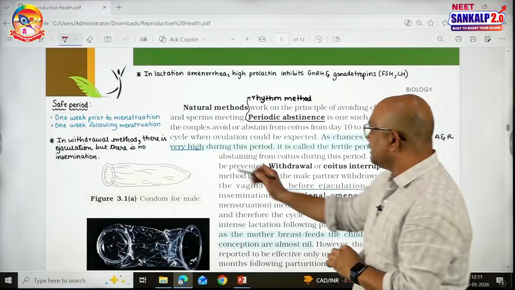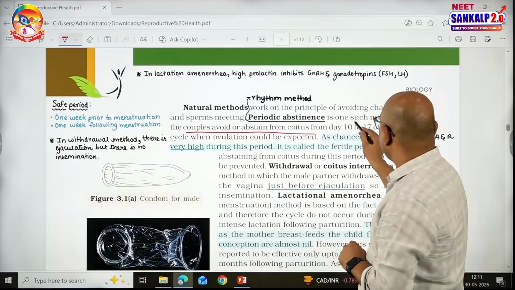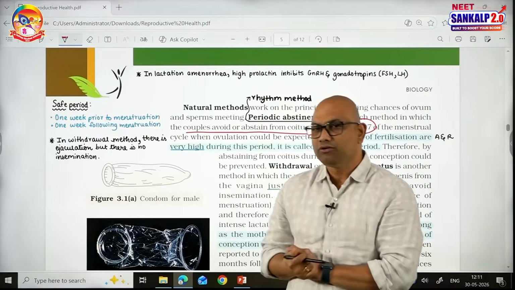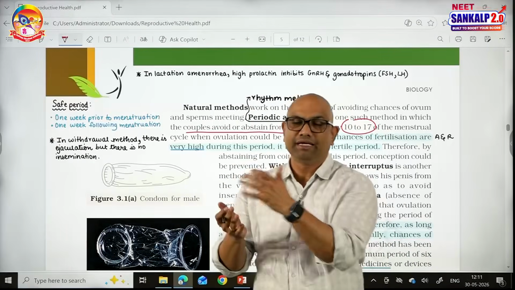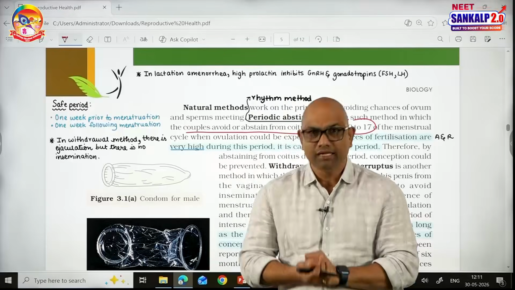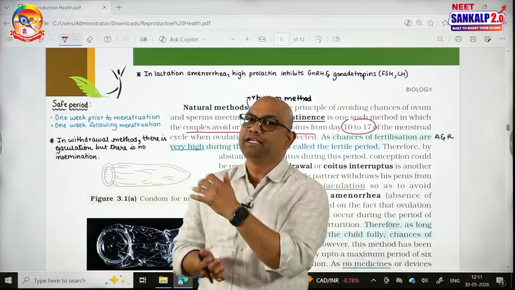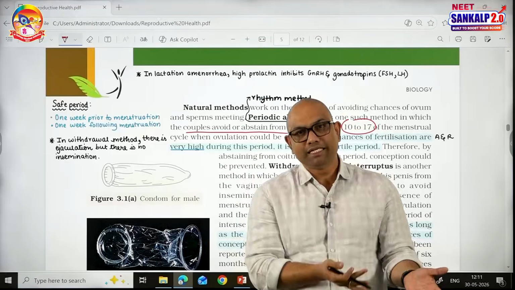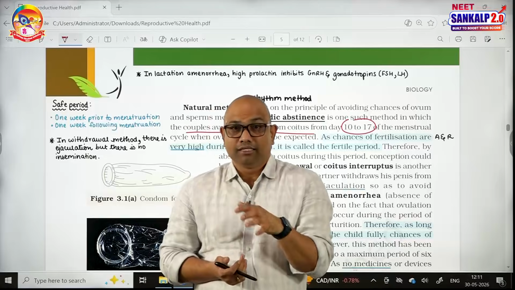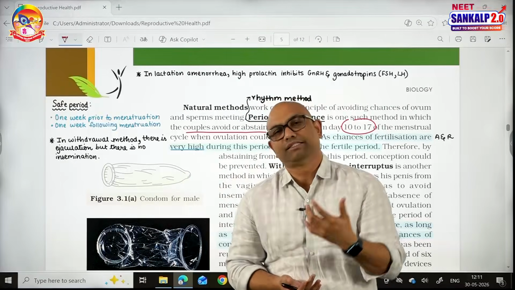In this method, the couple abstain from coitus from day 10 to 17 of the menstrual cycle. What happens from day 10 to day 17 in a menstrual cycle? That is called the fertile period. During that period, there is ovulation, and the ovum will be active for 24 hours. Though the ovum is released on the 14th day, it will be active for the 15th day, and the semen will be viable, active for 72 hours, around 3 days.